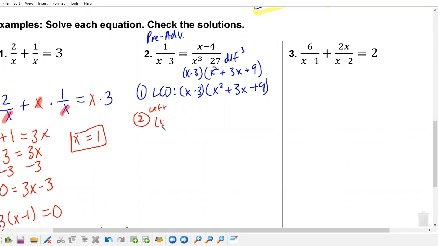So the left side has (x-3) times (x² + 3x + 9) times 1/(x-3). And this is just going to equal, my x-3s are going to cancel. I'm going to do steps 2 and 3 at the same time. And it's just going to leave me with x² + 3x + 9 on the left.